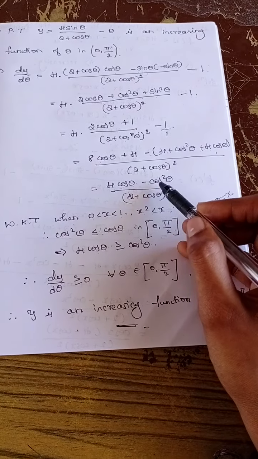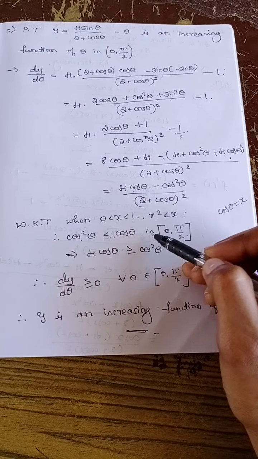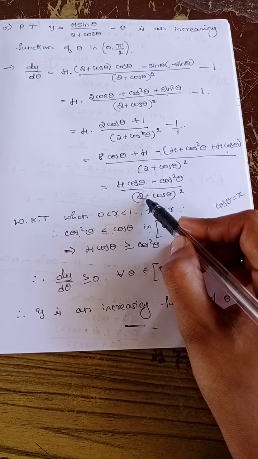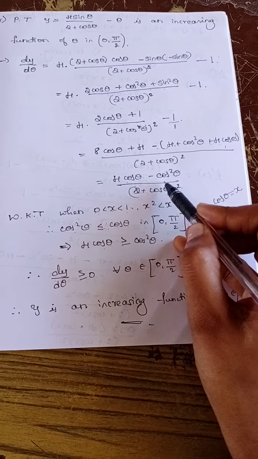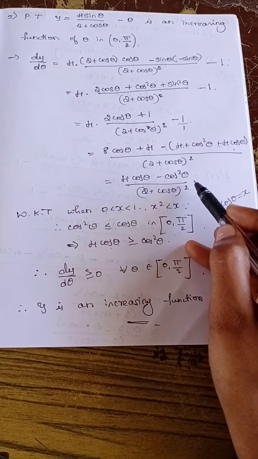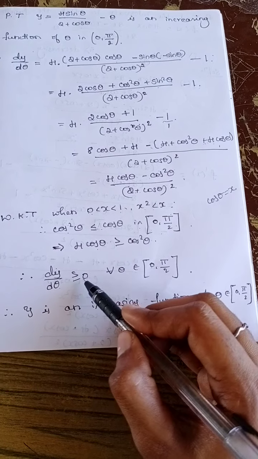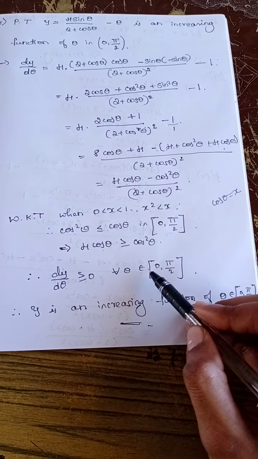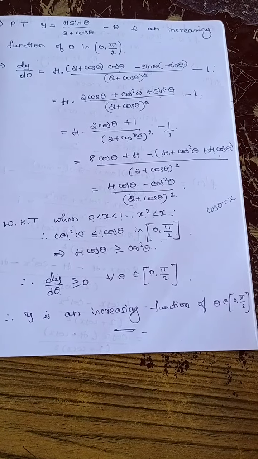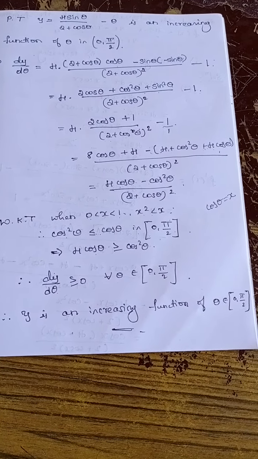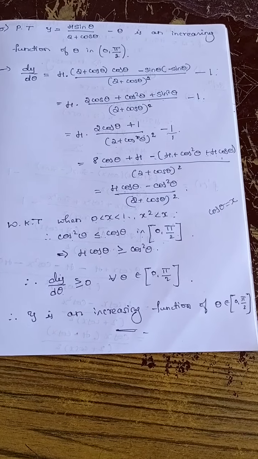4 cos theta minus cos square theta is greater than or equal to 0, and also 2 plus cos theta, 2 plus any value the whole square, is also greater than or equal to 0. Therefore dy by d theta is always greater than or equal to 0 for all theta belongs to 0 to pi by 2. Therefore y is an increasing function of theta belongs to 0, pi by 2.